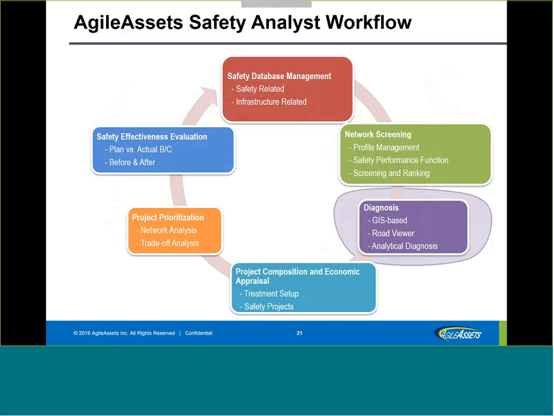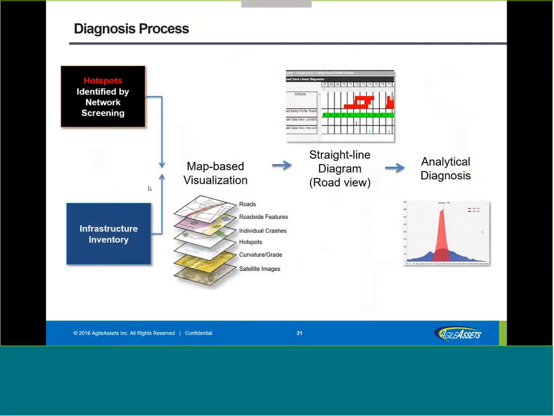So let's talk about the diagnosis tool, our next process. For the diagnosis, we have 3 different ways we can do it. We have a GIS-based diagnosis tool, we have a road viewer tool, and we also have an analytical engine, which we call the analytical diagnosis tool. In the GIS-based tool, we overlay the hotspot with other map features, like roadside features or the road itself, and it gives you a better understanding of what is happening on the hotspot.